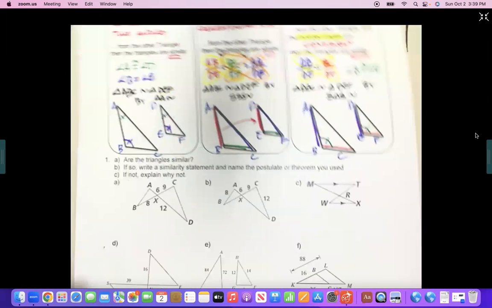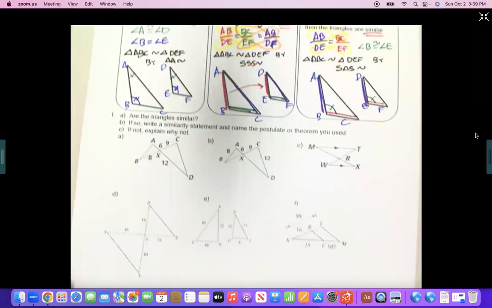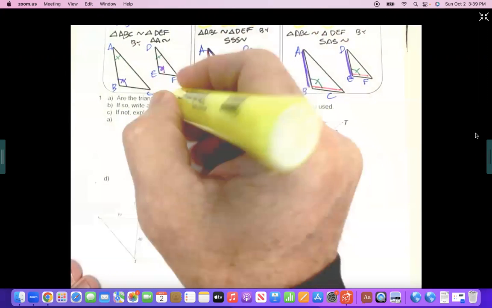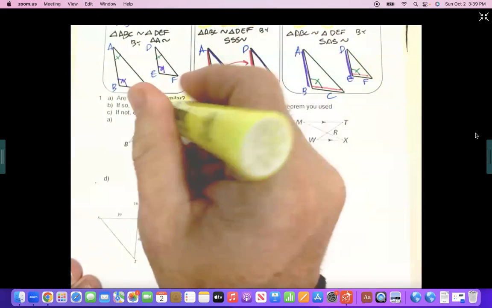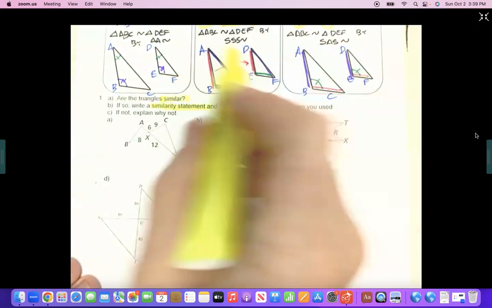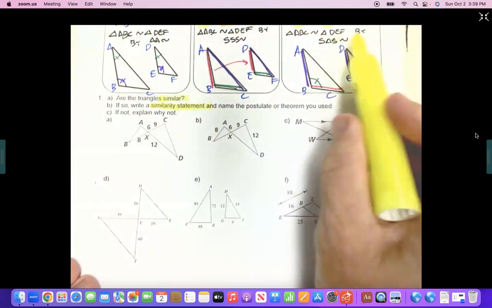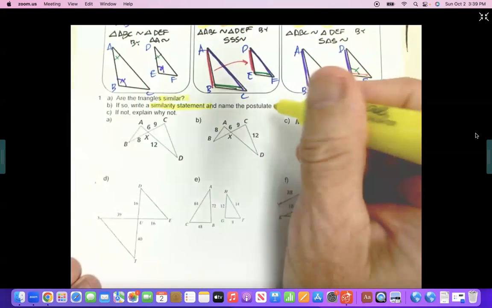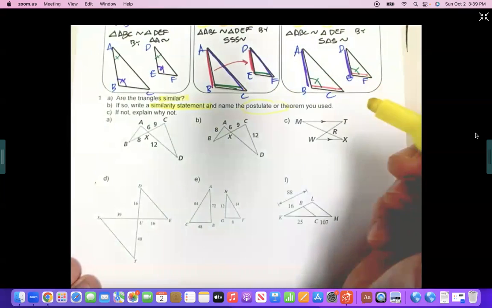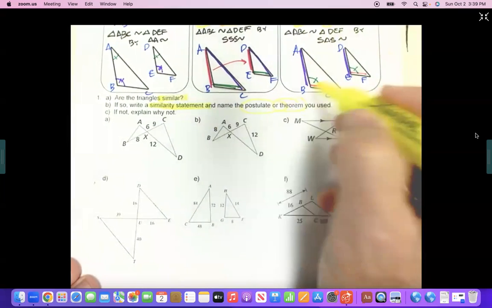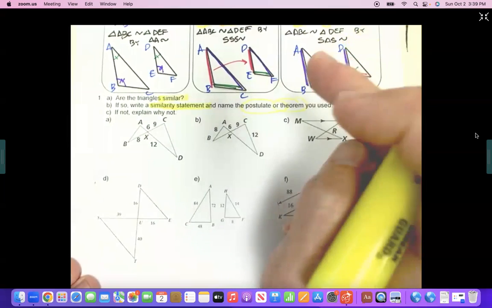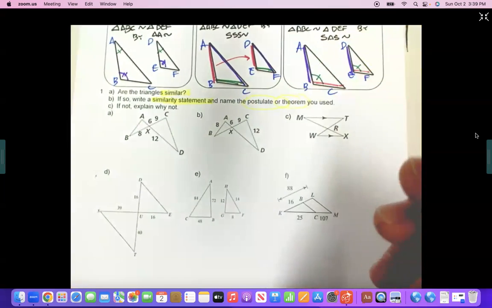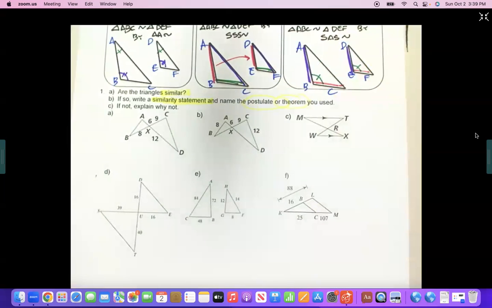Let's take a look at a few triangles and determine if they are indeed similar. If so, we'll write a similarity statement. Similarity statement is what we wrote in each one of these lines up above. And we'll name the postulate or theorem that we have up above, either the angle angle, the side angle side, or the side side side similarity postulates or theorems.